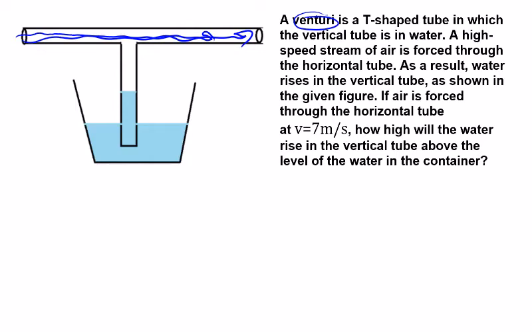If air is forced through the horizontal tube at 7 meters per second, how high will the water rise in the vertical tube above the level of the water in the container? So what we're trying to do is figure out what this height right there is going to be.